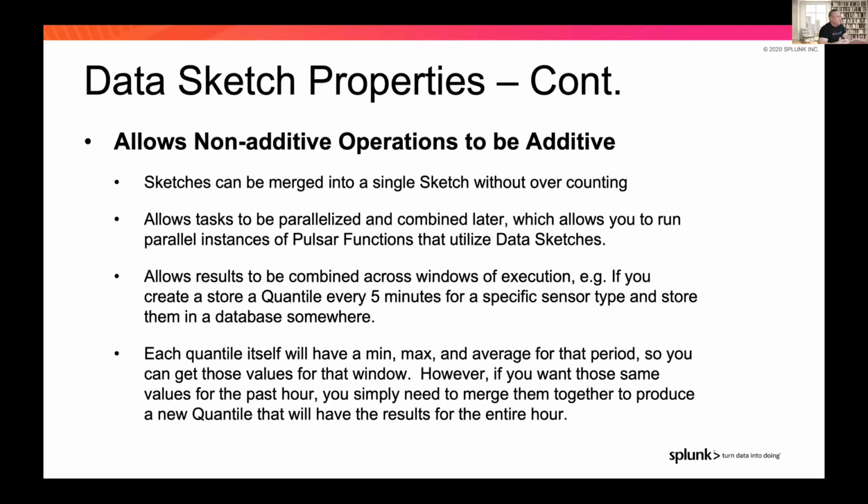However, if you want to know what the minimum was, the maximum was over an hour period, for example, then you just simply need to grab those 12 sketches, those 12 Quantiles from the past hour, merge them all together in one operation, and then you can query the exact same way. What was the min over the hour? What was the max over that past hour?